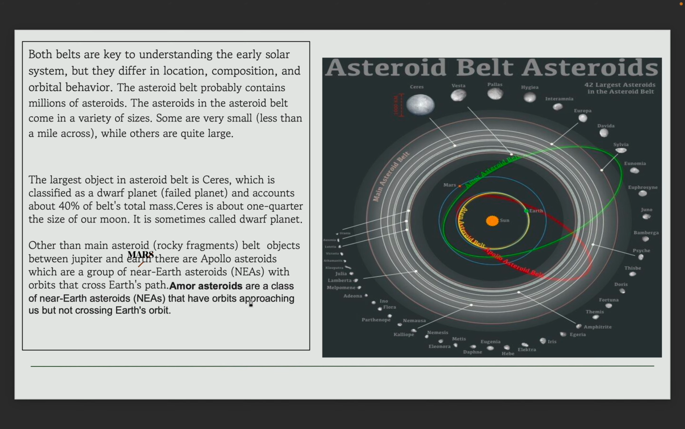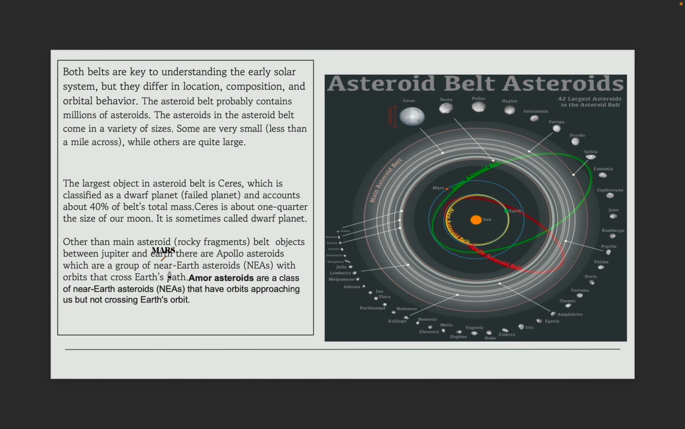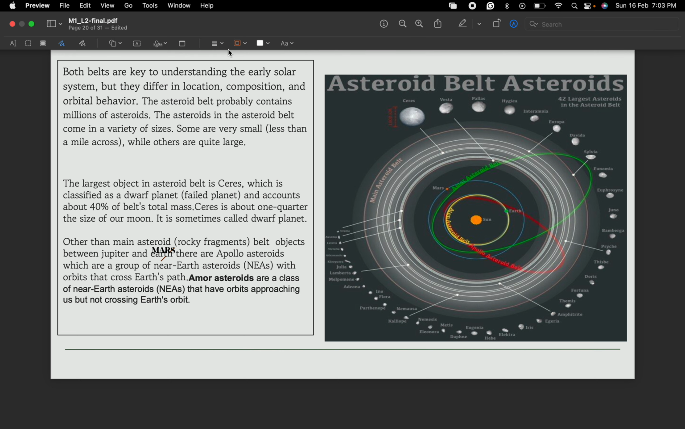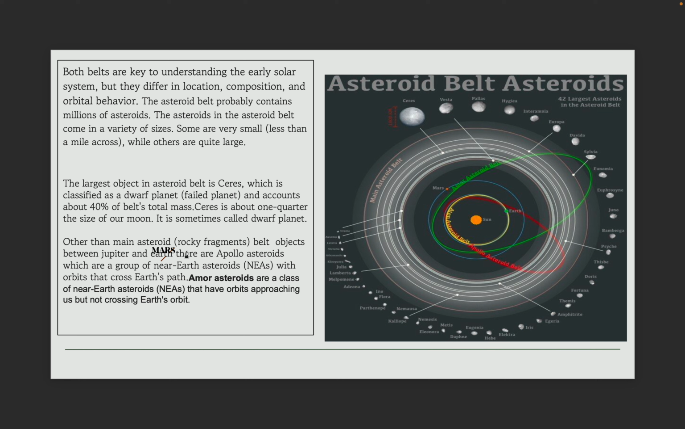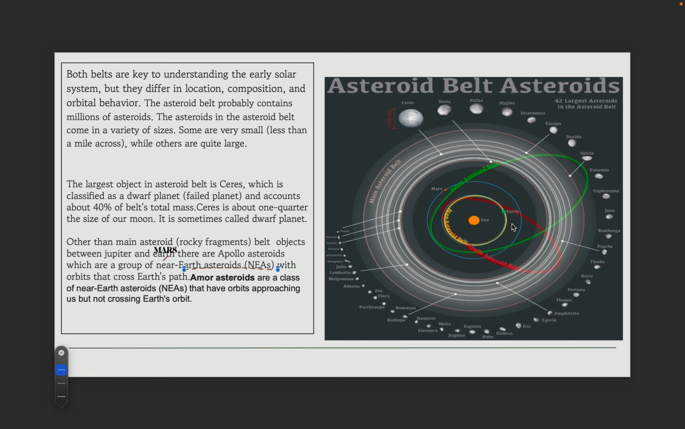There are the Apollo asteroids, which are a group of near-Earth asteroids with orbits that are close to Earth, and the orbit of those asteroids crosses the Earth's path. In this image we have shown this Apollo asteroid belt and the orbit of the Earth around the Sun. You can see the path of these asteroids crosses the Earth's path. So this is Earth's path.